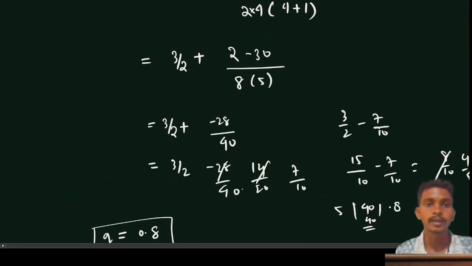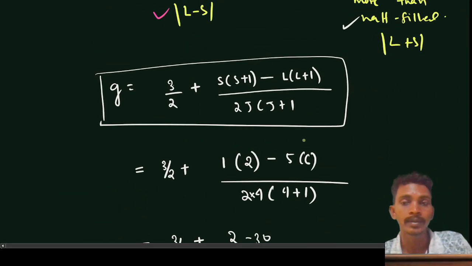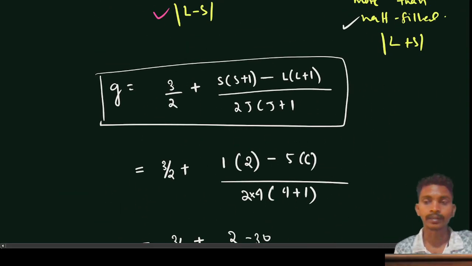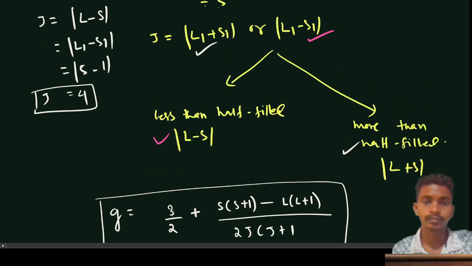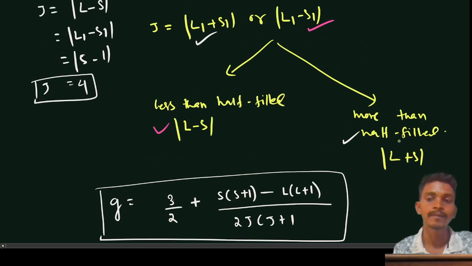This is the magnetic moment; for heavier elements we can calculate like this. And if it is more than half filled, then we will take L plus S.